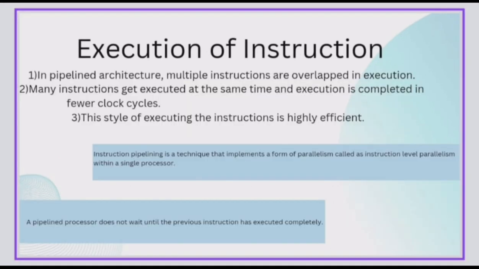Whereas in case of pipeline execution, multiple instructions are executed at a particular time, that is, multiple instructions are overlapping in execution. Many instructions get executed at the same time and hence the process requires fewer clock cycles as compared to that in non-pipeline architecture. This style of executing instructions is highly efficient and hence most widely used. Instruction pipelining is a technique that implements a form of parallelism called instruction level parallelism within a single processor. A pipeline processor does not wait until the previous instruction is successfully executed.